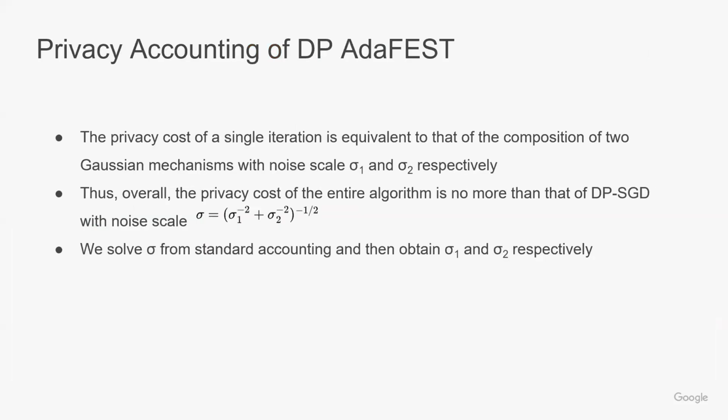The privacy accounting of DP-AdaFast is actually quite straightforward and can be done in a similar way to that of DP-SGD. We observed that the privacy cost of a single iteration here is actually equivalent to the composition of two Gaussian mechanisms with scale sigma 1 and sigma 2. So overall, the privacy cost of the entire algorithm is no more than this shown sigma. Therefore, we can just solve for sigma from the standard accounting of DP-SGD and then obtain sigma 1 and sigma 2 respectively and plug them into our pipeline.